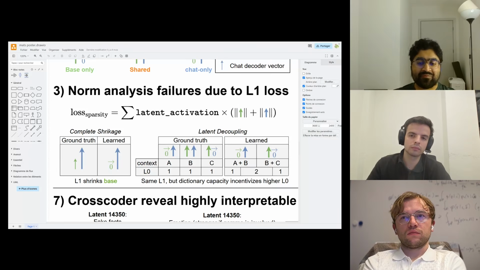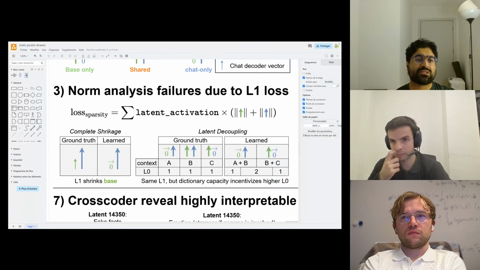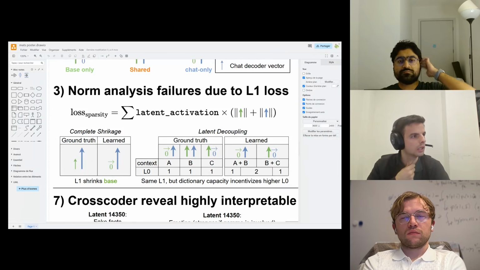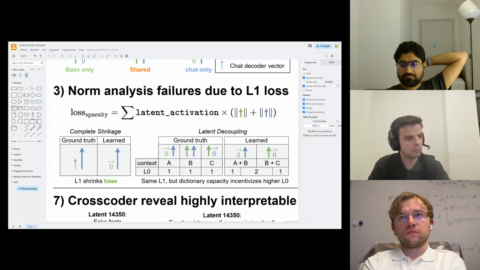These are both interesting, but they're qualitatively very different things. But the use of this L1 loss potentially introduces an illusion where things that are present can get messed with. Yeah. So that's the first issue.